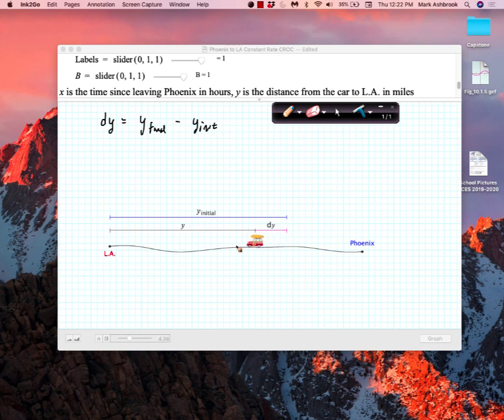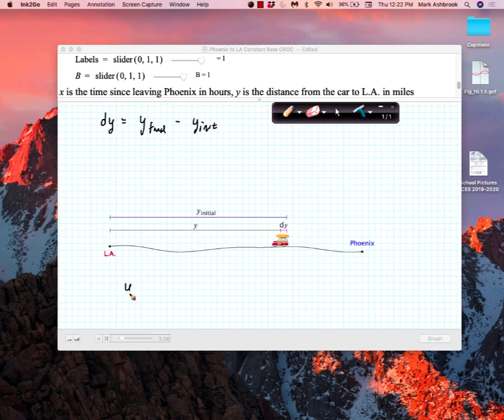So if you didn't know anything about dy, just purely geometry, what about negative dy? What's that? But what relationship would you have for this picture right here? Yeah, doesn't it look like y plus dy equals y initial? You see that? If you add those two distances together, you always get y initial.